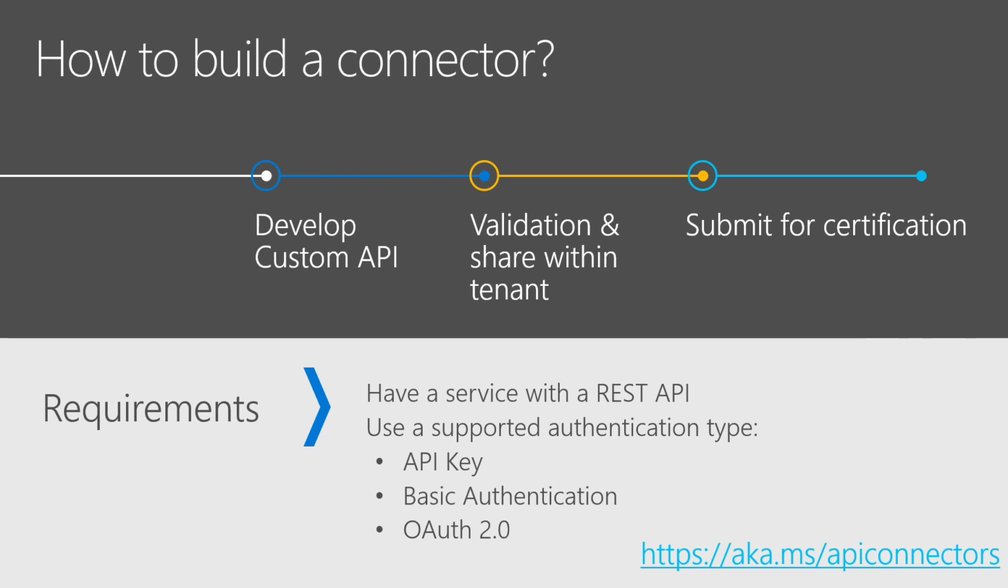And if you follow this link here, https://aka.ms/APIconnectors, you can read more about what it means to create a connector and deploy it for public use. There are two simple requirements. Have a service with a REST API and make sure that it supports one of the authentication types that we provide out of the box.